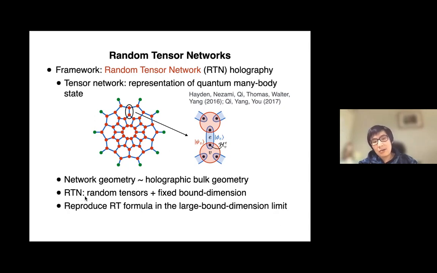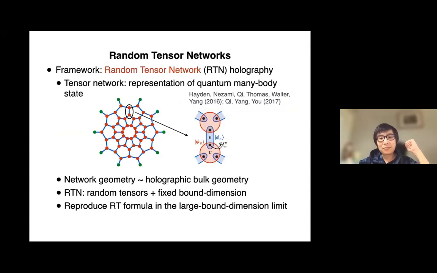The conventional random tensor network is a network of tensor contractions with random tensors with fixed bond dimension. You need to assign a fixed bond dimension to each leg. On one side, this framework represents the quantum many-body state, but on the other side, it also has a geometric interpretation. So it connects entanglement with geometry. And it is found that this model can nicely reproduce the Ryu-Takayanagi formula in the large bond dimension limit.